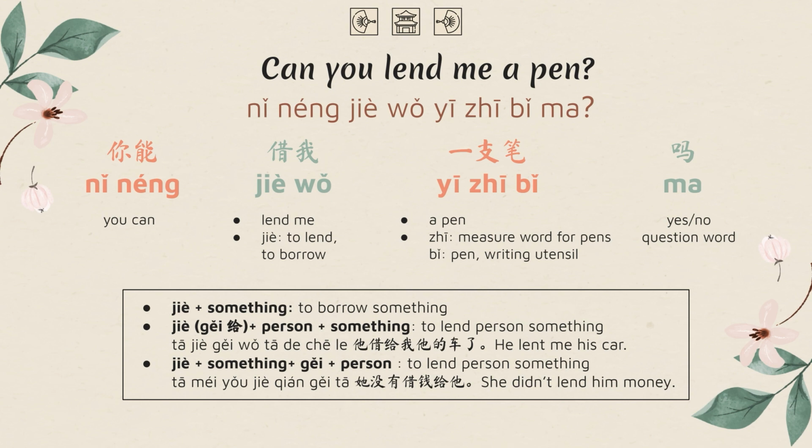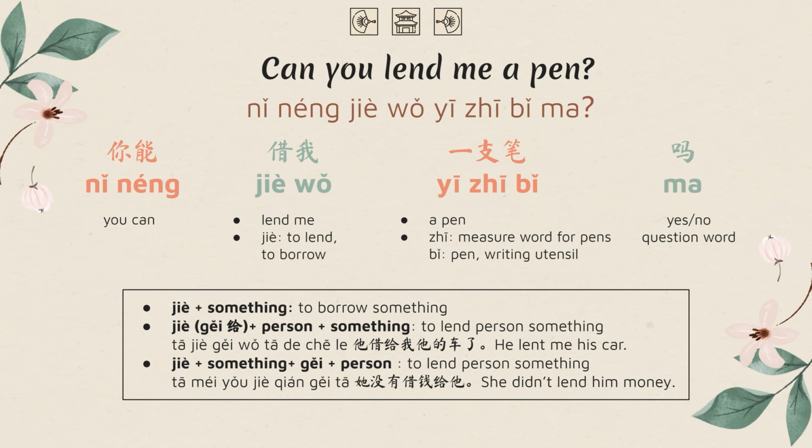For example, 他没有借钱给他。She didn't lend him the money. 钱 means money. 给他 to him. 没有 is how you would negate something that happened in the past. You could also say 他没有借给他钱 by putting 给他 before 钱, or you can drop the 给: 他没有借他钱。So basically, if 借 is followed only by a noun and there's no person anywhere near it, then 借 means to borrow. But if there is a person either right after 借 or after 借给 or after the noun, then it means to lend. Hopefully that's clear.